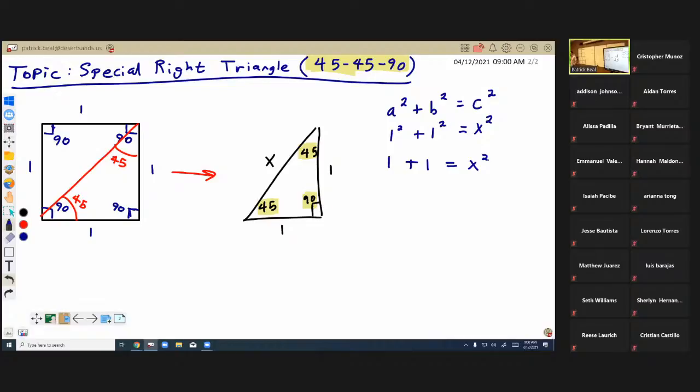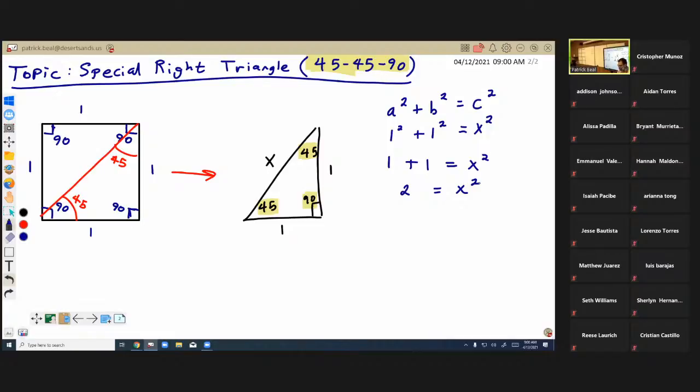Here comes the $1 million question right here. What's 1 plus 1? That's the iconic math problem right there. I know you all know it, so. 1 plus 1 is? Yes. 1 plus 1 is 2. So we get 2 is equal to x squared.